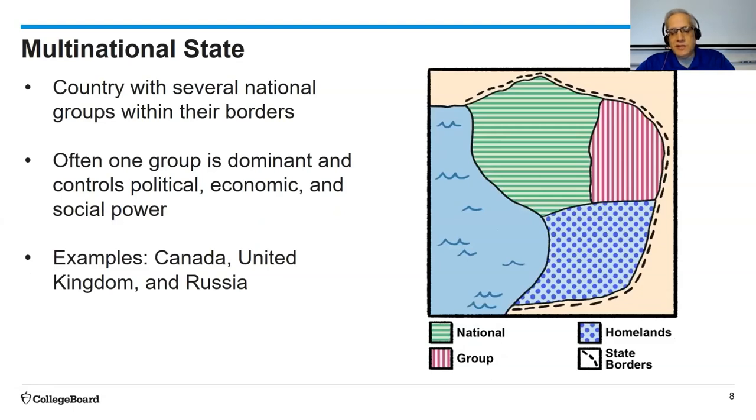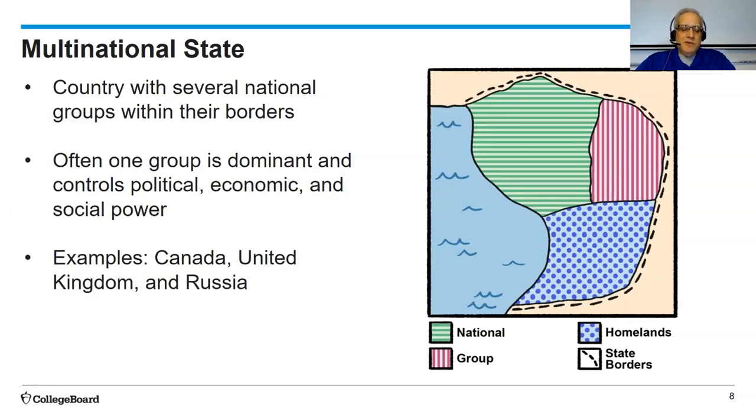A multinational state is a country where we have several national groups inside of their borders. This is probably the most common form of state entity because there are very many national groups, but there are actually very few states. So essentially what happens is that you get one group that's dominant, and that group controls the political, the economic, and the social power.